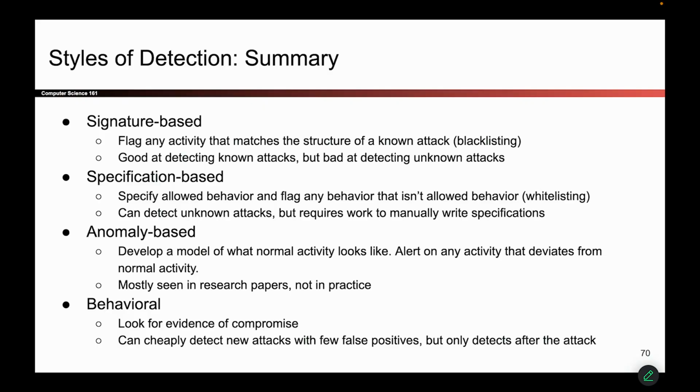You could use anomaly-based detection: use machine learning, come up with a model of normal activity, and flag on anything unusual. Or use behavioral detection, where you ignore the input altogether and look at what the input did and alert on evidence of compromise. And these all have various benefits and drawbacks. For example, signature-based detection can detect known attacks. Specification-based is good at detecting unknown attacks. Other trade-offs like that exist.